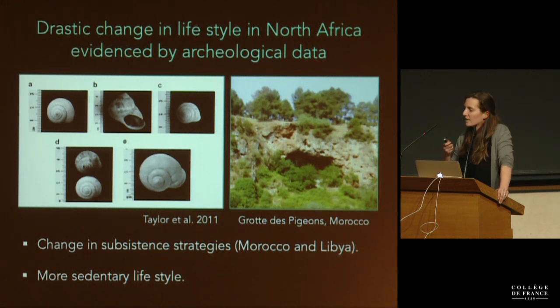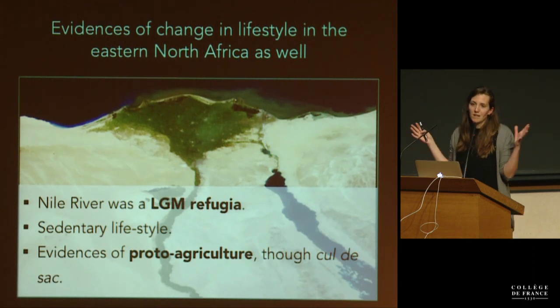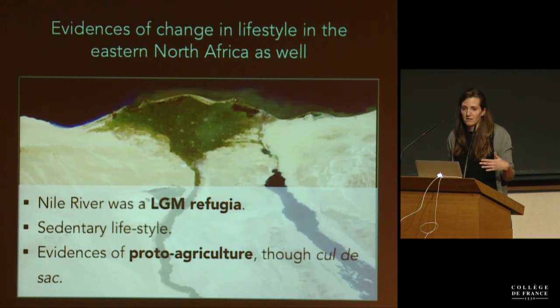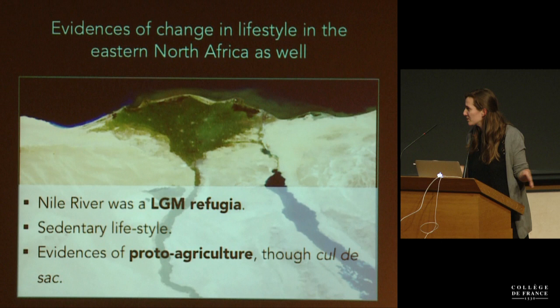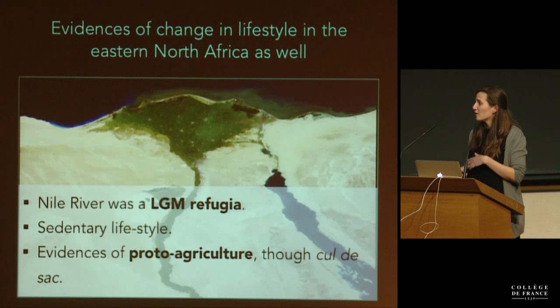And that gives rise to the hypothesis that there was a change in subsistence strategies, like less hunting and more gathering, and also a more sedentary lifestyle. And this is in Western North Africa. But in Eastern North Africa, you also find a similar thing. So there are hypotheses that the Nile River Valley was actually a last glacial maximum refugium. And because wildlife just gathered there, there was a more sedentary lifestyle because resources were very abundant. And it has even been suggested that there was evidence of proto-agriculture, though most of the studies say that it was actually a cul-de-sac.